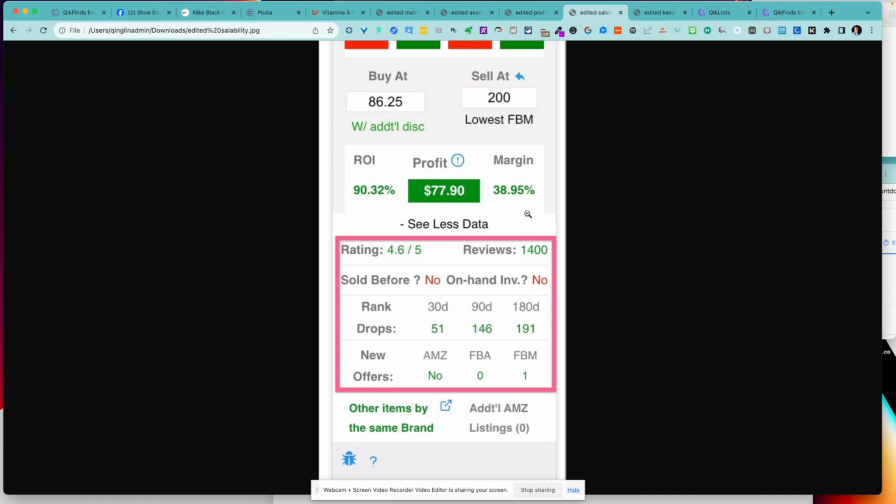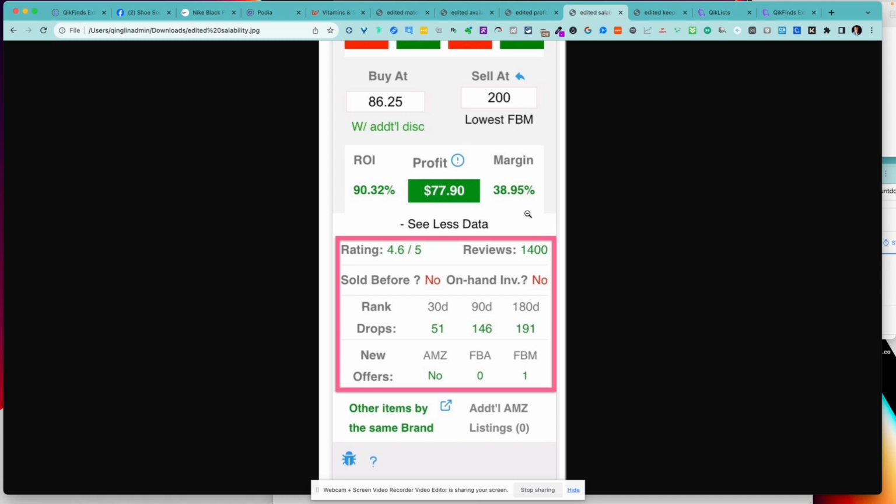Do you currently carry any on-hand inventory for this particular item? If you do, that means you even have the most recent knowledge about the sales of the item, which will help you decide whether you should buy it again, even though you still have inventory in Amazon warehouses.